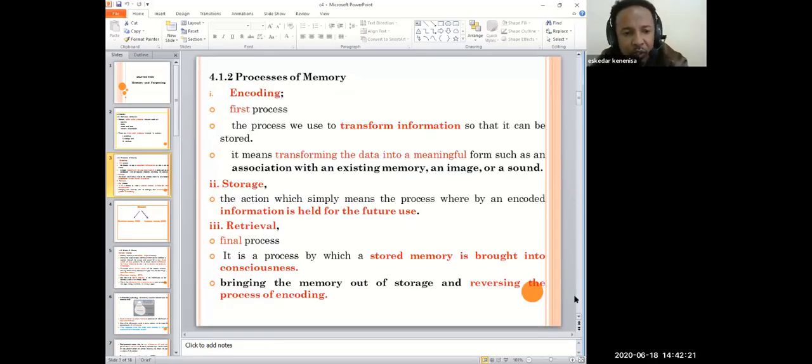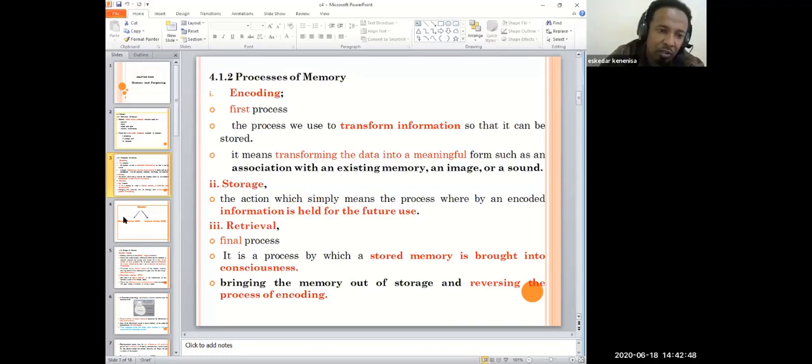And the second process is storage. Information is held for future use. When we talk about storage, the information we encoded will be transported to the short-term memory or long-term memory. Then it will be stored. The last process is retrieval. We use the stored information. We take it out and we use it when necessary.